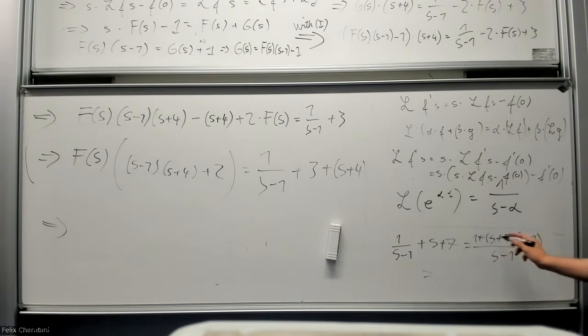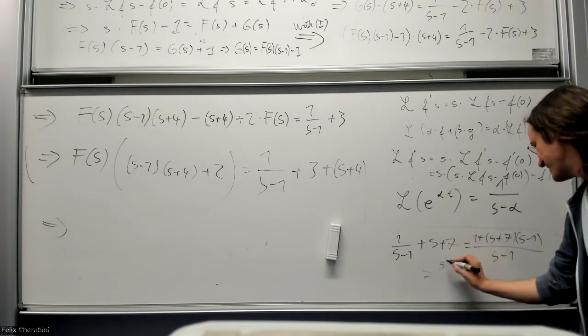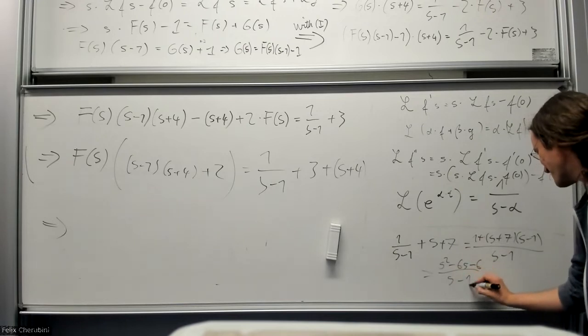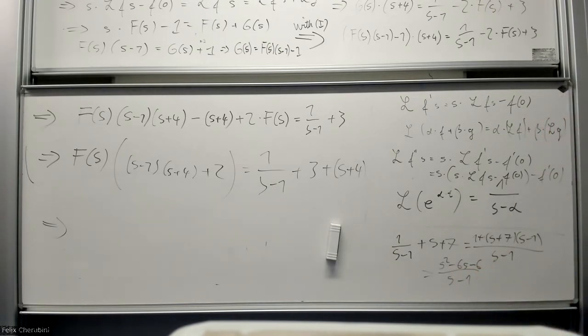Really? S squared minus 6s minus 6. Yes, thank you, I believe you blindly. Minus 7 plus 1 is minus 6, so minus 6 is okay. And this is 7s. Wait, it's 7s minus s, so it's 6s plus 6. Let's just say I misheard.